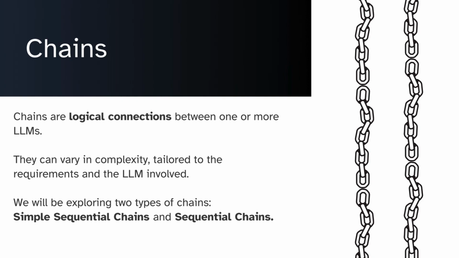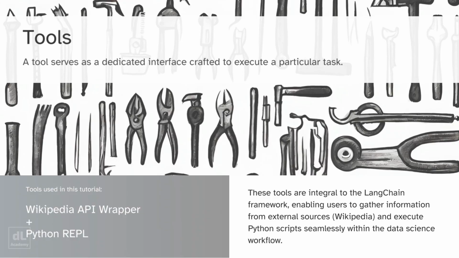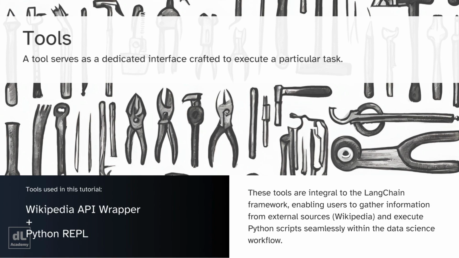Prompt templates provide the structure for constructing prompts, and chains use these prompts as part of a logical sequence of interactions with language models. They work together to facilitate a systematic and organized approach to leveraging language models for various tasks with the LangChain framework. A tool serves as a dedicated interface crafted to execute a particular task. It typically involves a function that takes a string as an input and produces a string as an output. In today's tutorial, we're going to explore two different tools: the Wikipedia API wrapper and the Python REPL.